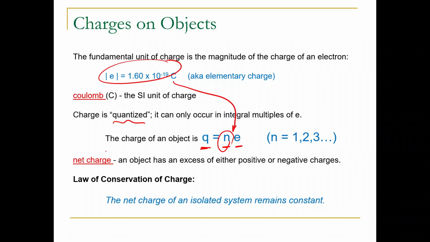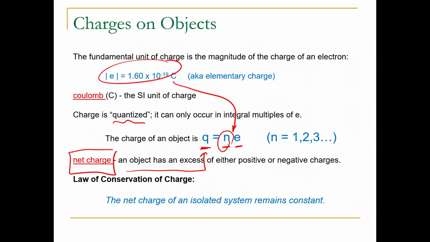And then we can just define the net charge to be the charge of a whole object. So an object is going to have either more protons or more electrons, and that is going to be that net charge. When we talk about Q, that lowercase q, we're really talking about the net charge, unless we're talking about an individual proton or an individual electron. There is also, therefore, the law of conservation of charge, and that is that the net charge of an isolated system remains constant.